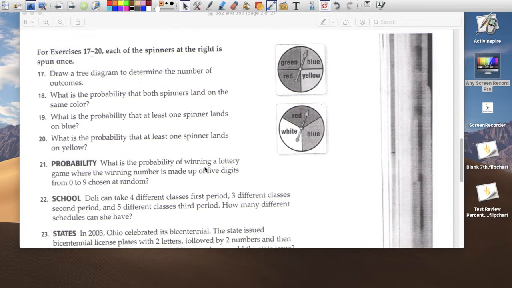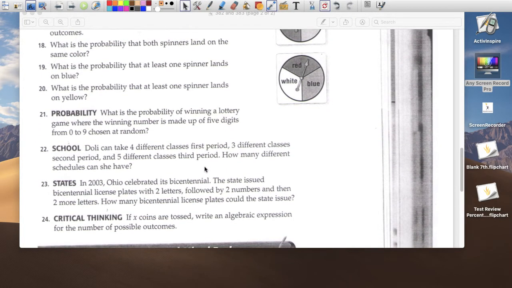What's the probability of winning a lottery game where the winning number is made up of 5 digits from 0 to 9 chosen at random? So 1, 2, 3, 4, 5. Imagine if you had to pick any 5 numbers, and you could have, like, 0, 0, 2, 3, 7, or 8, 2, 0, 0, 9. So they're made up of 5 numbers, right? So what's the probability of you picking the winning number if a 5-digit number was selected?